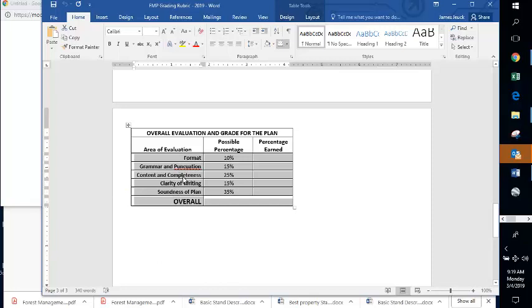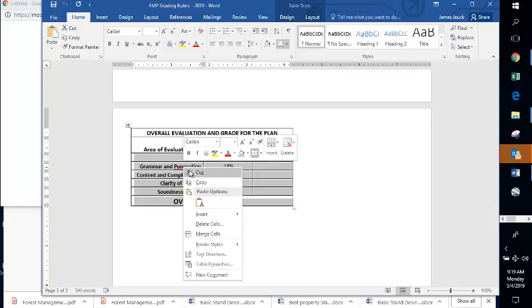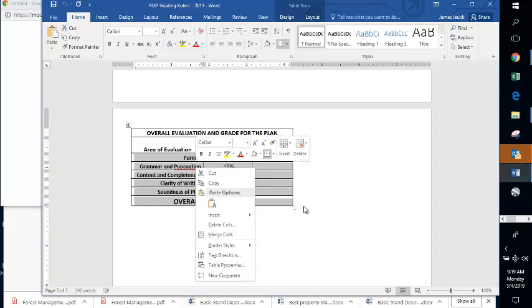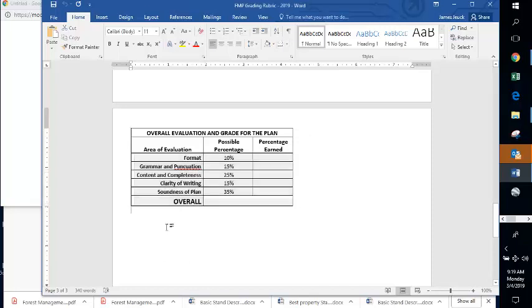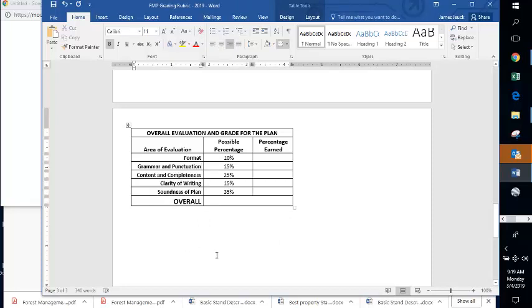Okay. So that's the format, the grammar and punctuation, which I think is misspelled. Is it? Looks like it is. Anyway, which is kind of interesting in itself. Okay, that's all fixed. Punctuation, content completeness, clarity of writing, and soundness of plan. Okay, because I put a lot of work into your completeness, your clarity, and your soundness. Look how much that's worth. That's 15, and that's 3, and 4. That's 75% of your total plan is on its completeness, clarity, and soundness.